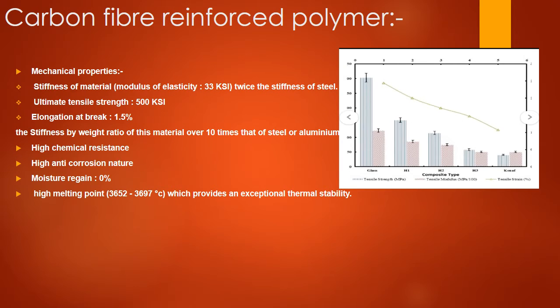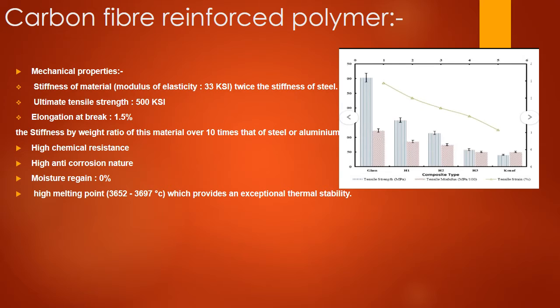Carbon fiber reinforced polymer. This material has magnificent mechanical properties, such as a modulus of elasticity of 33 mega-pound per square inch, ultimate strength of 500 ksi, but a lower elongation at break of 1.5%. This material has a stiffness to weight ratio over 10 times more than that of steel or aluminium. It has several advantages over other metals, such as high chemical resistance, high anti-corrosive nature, moisture regain of 0%, and an extremely high melting point of around 3697 degrees Celsius, which provides exceptionally high thermal stability.